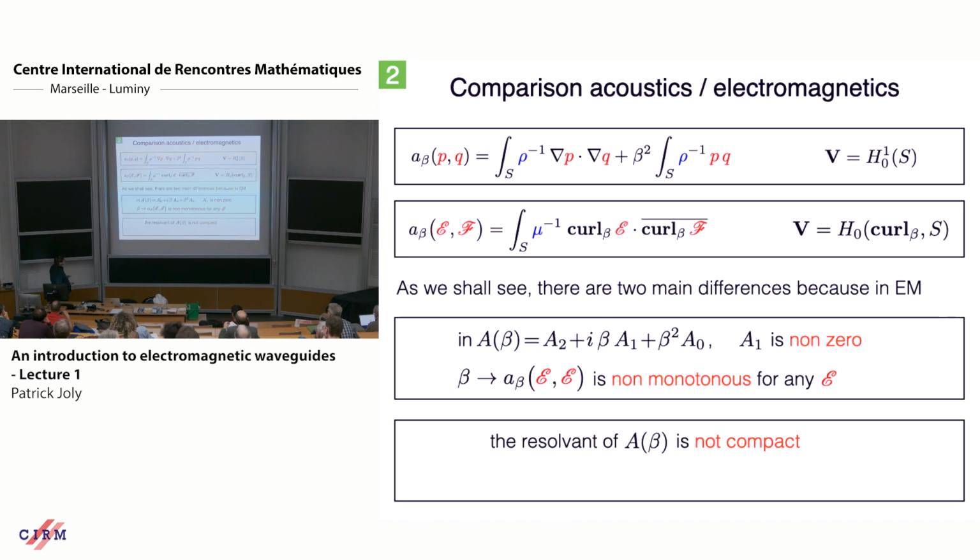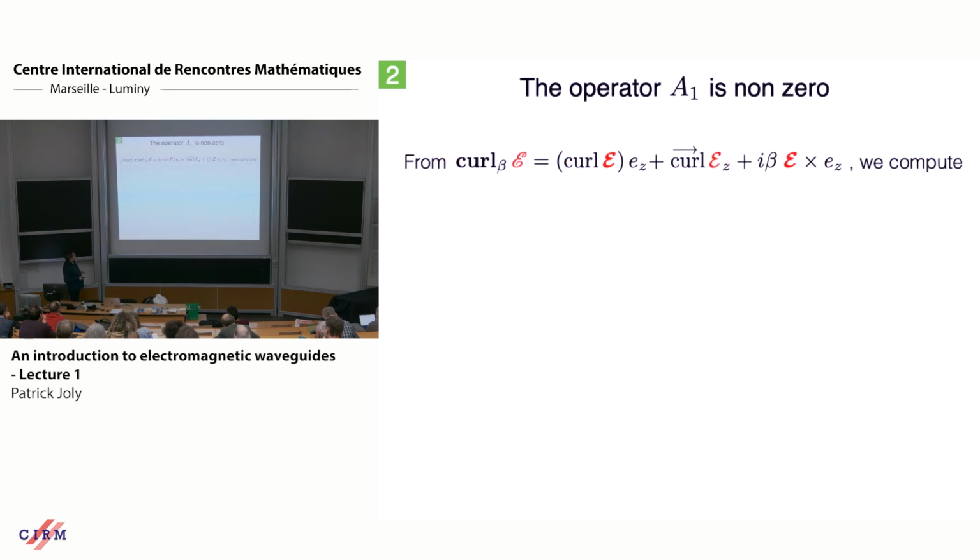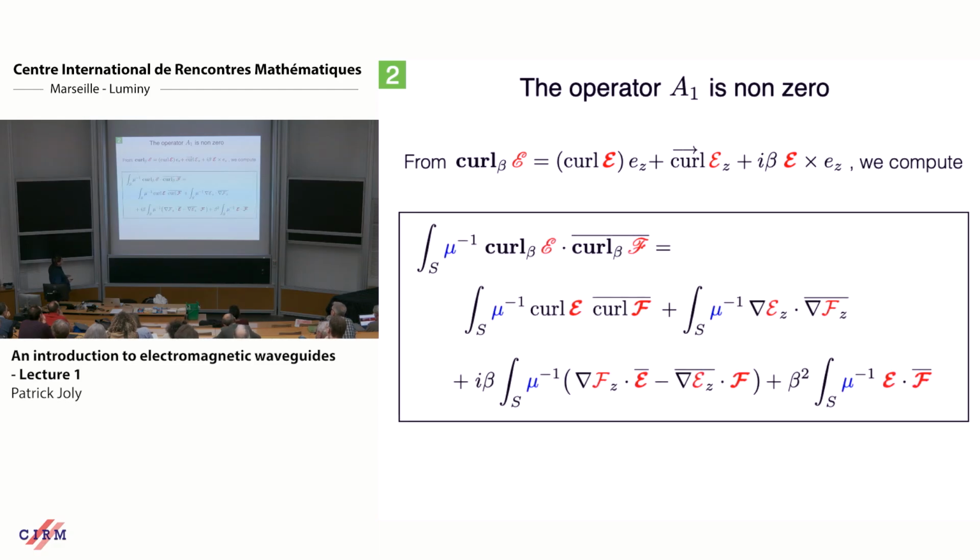And another difference is that we shall see that the resolvent of A of beta is not compact as it was in the acoustic case. And by the way, we shall see that this operator has an infinite dimensional kernel. So considering the first point, if you use again the expansion of curl beta, it's easy to obtain this expansion of the bilinear form in powers of beta. And you see that the second term, this one is non-zero, and it is responsible for A1 to be non-zero.